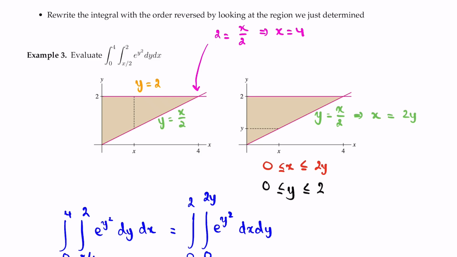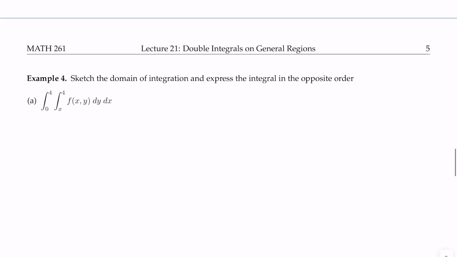Okay, now let's move on to the next example. In the next few examples, we would like to sketch the domain of integration and express the integral in the opposite order. In this case, we're not going to do any evaluations. We're just going to sketch the domain implied by the limits of integrations, and then rewrite the integral with the order reversed by looking at the region that we just determined.